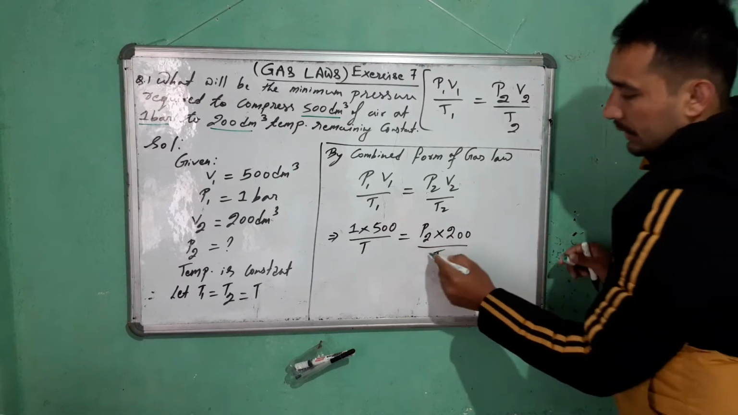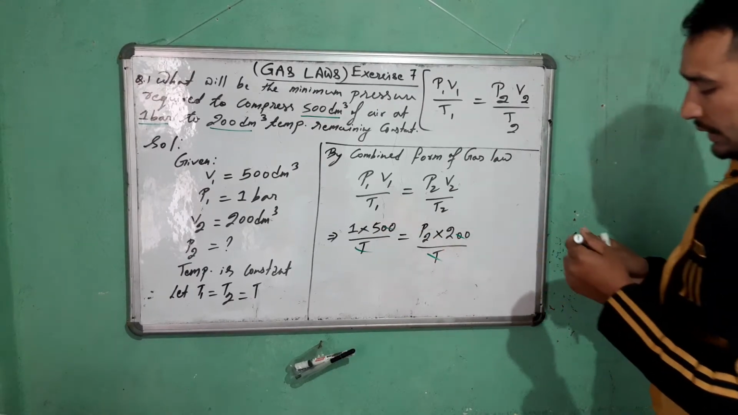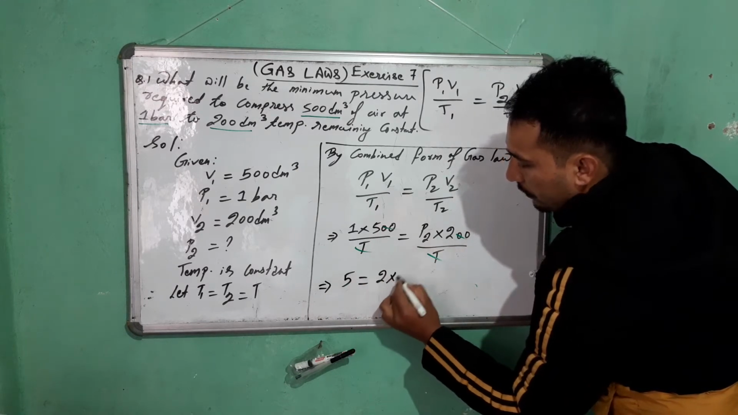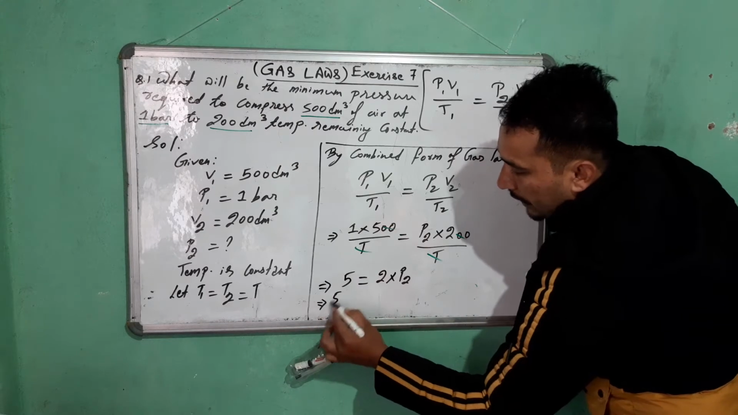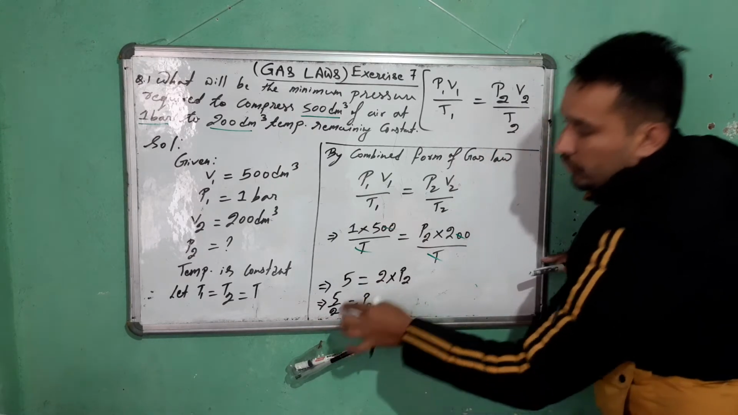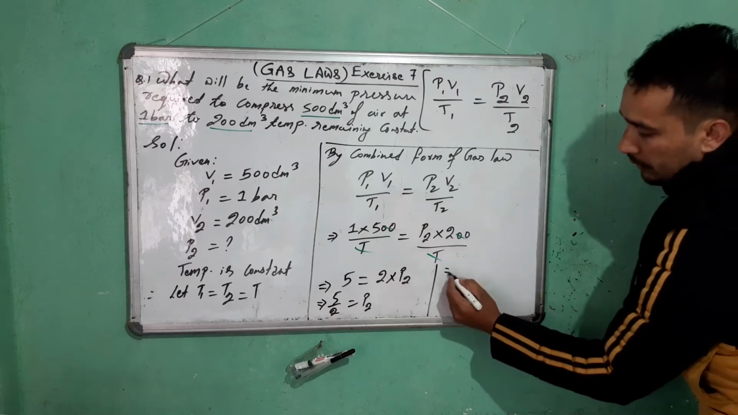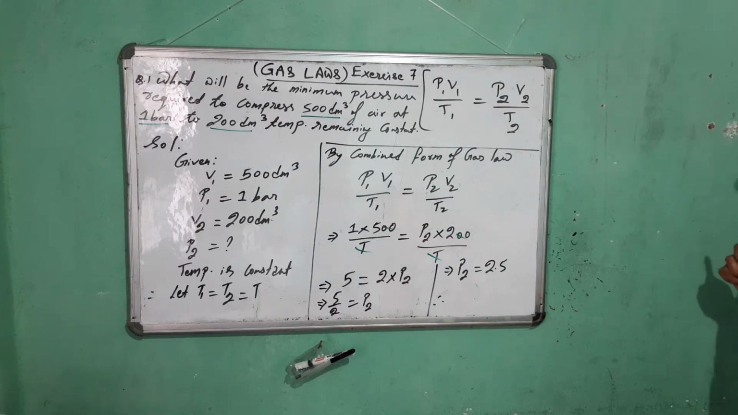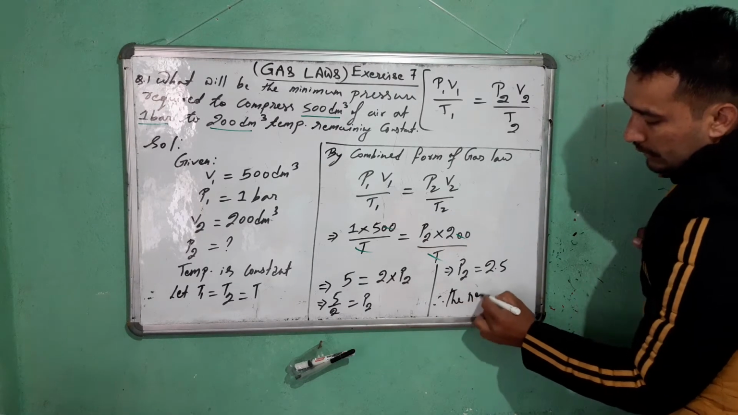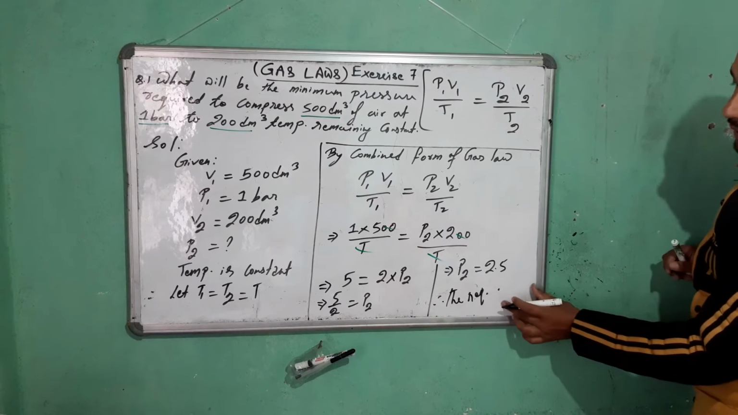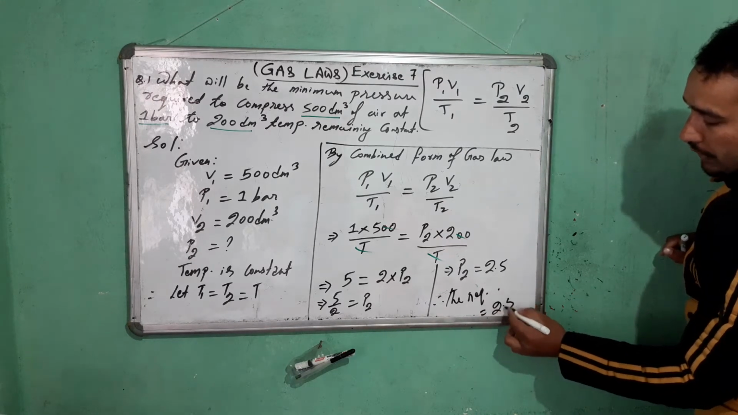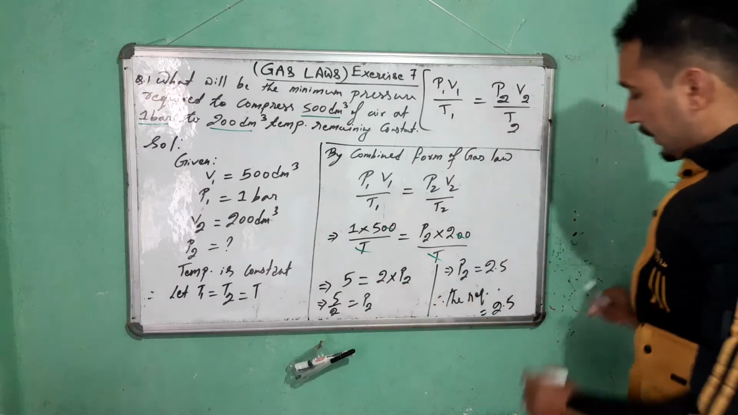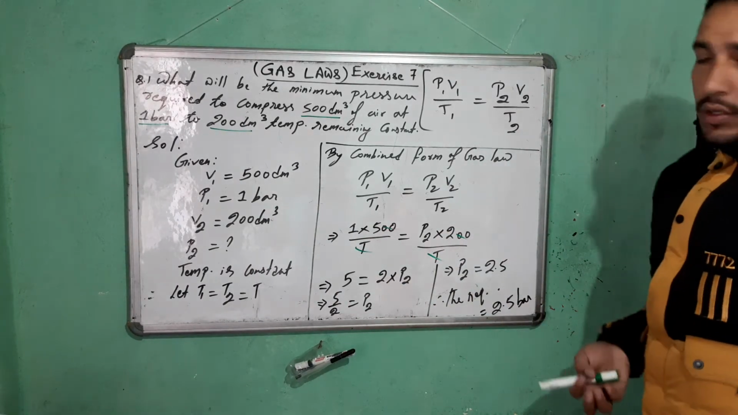So T and T get cancelled, two zeros get cancelled. 1 into 5 is 5, equal to 2 into P2. So from here, 5 by 2 is equal to P2, 2 goes down in the denominator. Then P2 is equal to 5 by 2, which means 2.5. Therefore the required pressure, write it properly, is equal to 2.5, and you have to put the unit of pressure. The unit of pressure given is bar. This is how you have to solve.